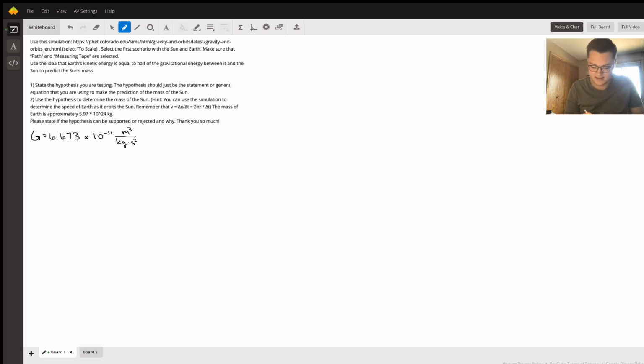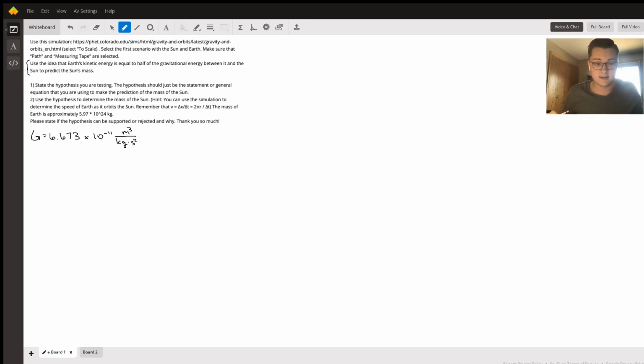We're going to use the idea that Earth's kinetic energy is equal to 1/2 of the gravitational potential energy between it and the sun to predict the sun's mass. Okay, we're going to state the hypothesis. We're going to use the hypothesis, and we're going to state whether it's supported or rejected. Okay, piece of cake. So the first thing that I want to start with is notice this sentence right here.